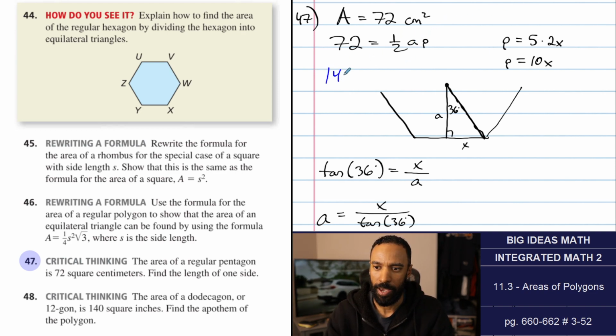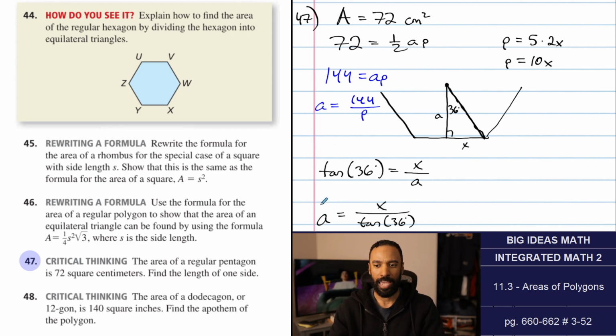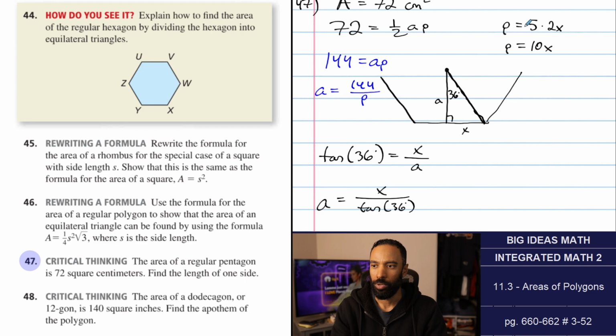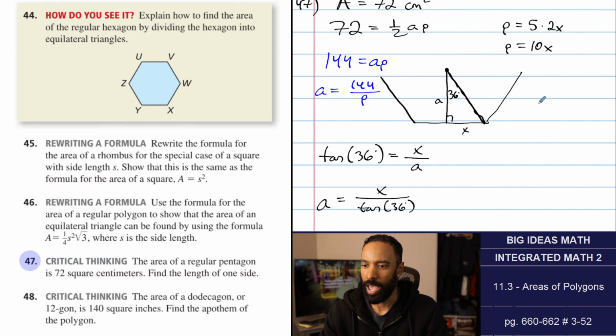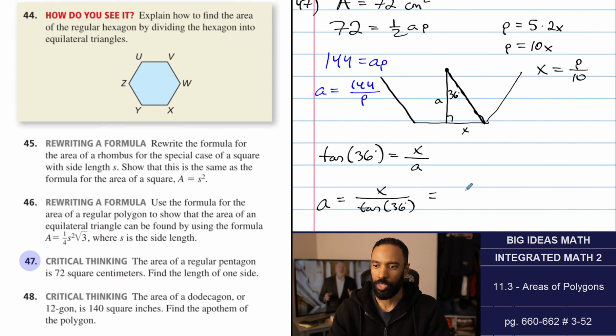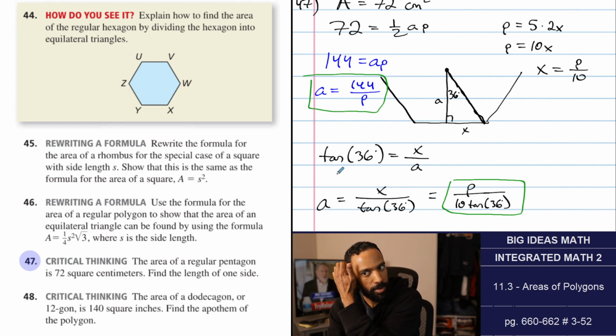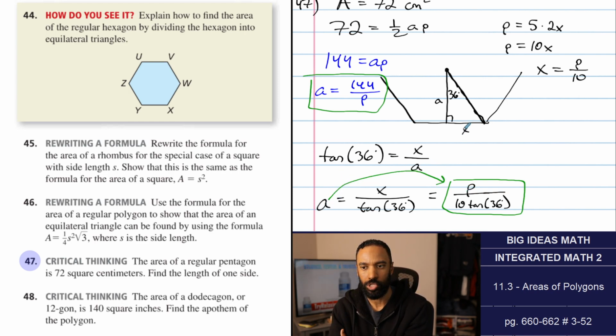If I multiply both sides by 2, I get 144 is apothem times perimeter, and divide by perimeter, I get apothem is 144 over P. Basically, I'm getting A associated in two different ways here. Oh, hold on. Perimeter is 10x, so x, I don't want multiple variables here. X is perimeter over 10. Ugh, this is going to get ugly. So apothem is perimeter over 10 times tangent of 36. That's a lot of work to get done there. So I have two different ways that I'm associating apothem: 144 over the perimeter and perimeter over 10 times tangent of 36. That kind of makes a system of equations where I can set those two things equal to each other to find perimeter.